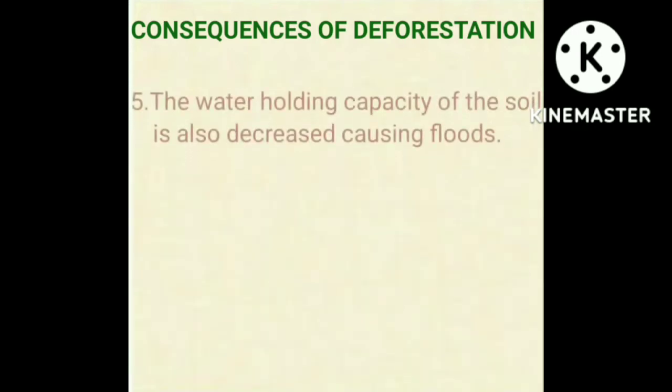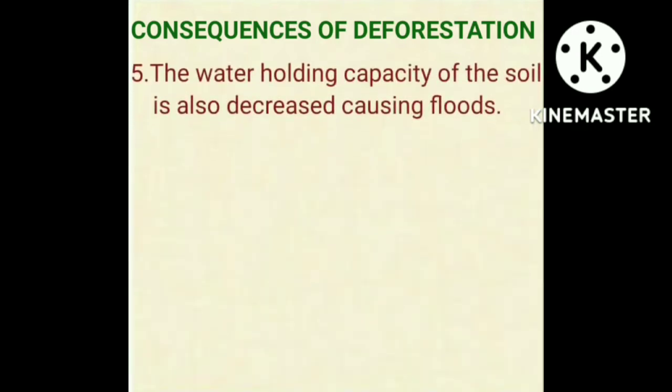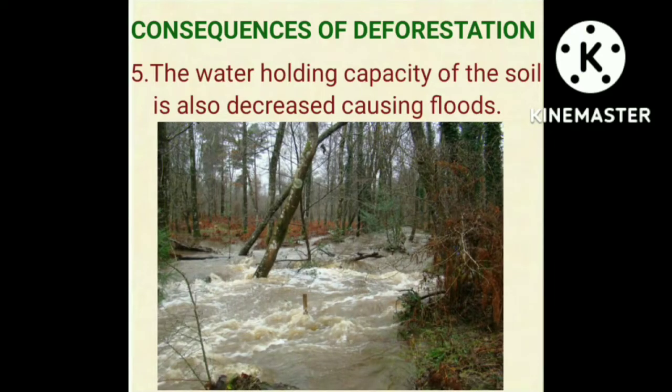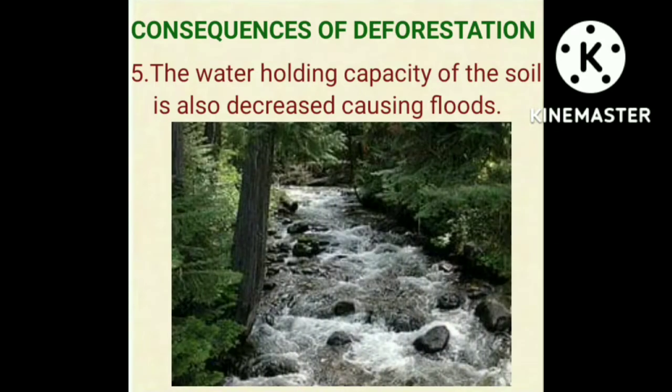And the fifth consequence is the water holding capacity of the soil is also decreased, causing floods. Deforestation leads to a decrease in the water holding capacity of the soil. During heavy rain, usually the roots of the plant absorb water from the soil, but when the trees are cut, the percolation of rainwater into the soil is reduced, and a lot of rainwater moves from the soil surface to the nearby rivers, causing flood.